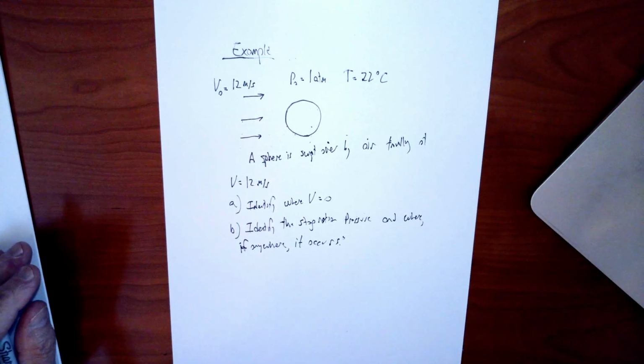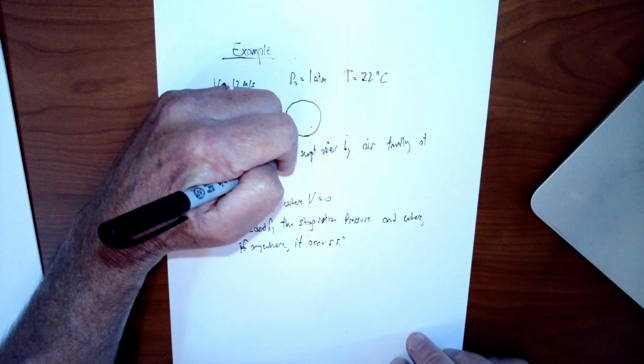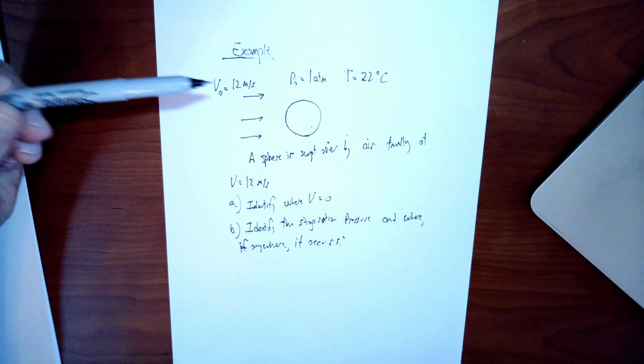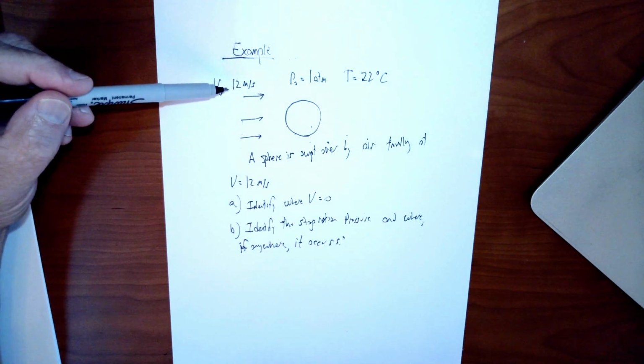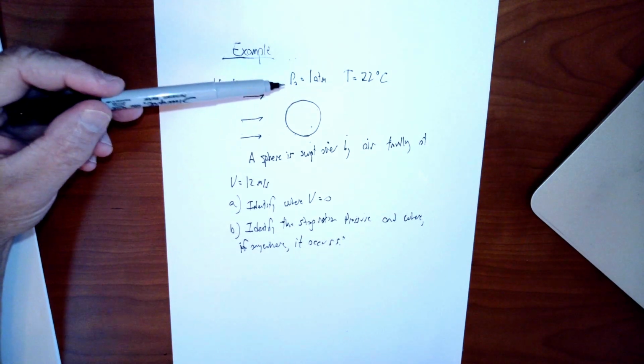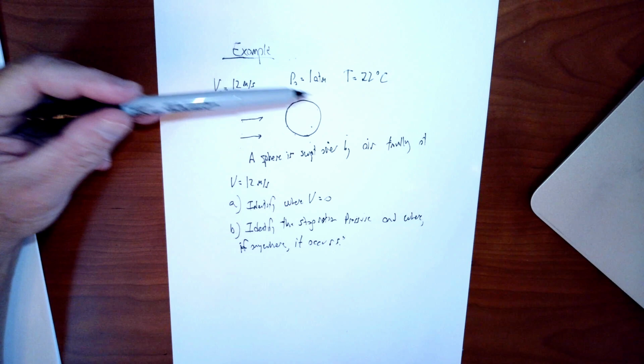So now let's take a look at an example of looking at stagnation pressure for a physically realistic case. Let's have a sphere sitting in an airflow. The air is traveling at a velocity of 12 meters per second and a uniform velocity. It's at atmospheric pressure, and the temperature of the air is 22 degrees Celsius.